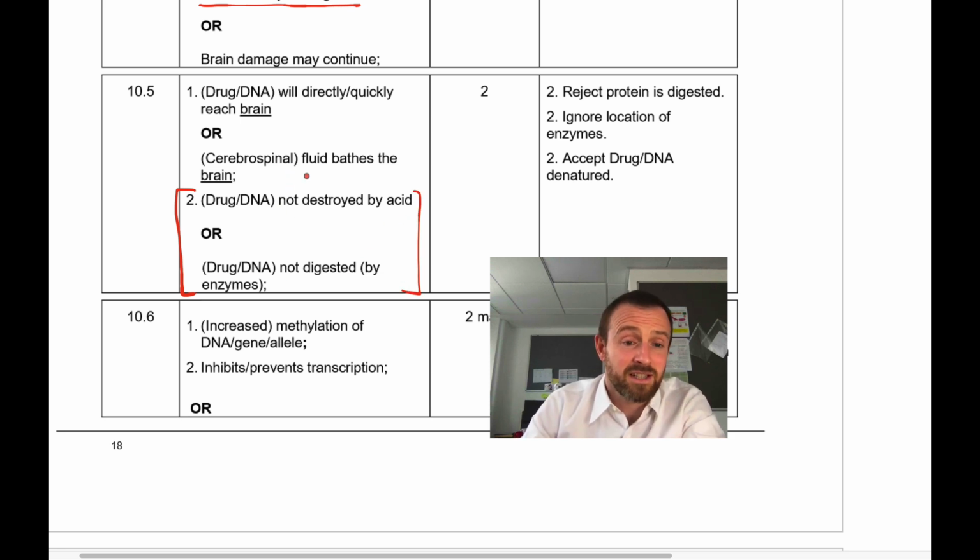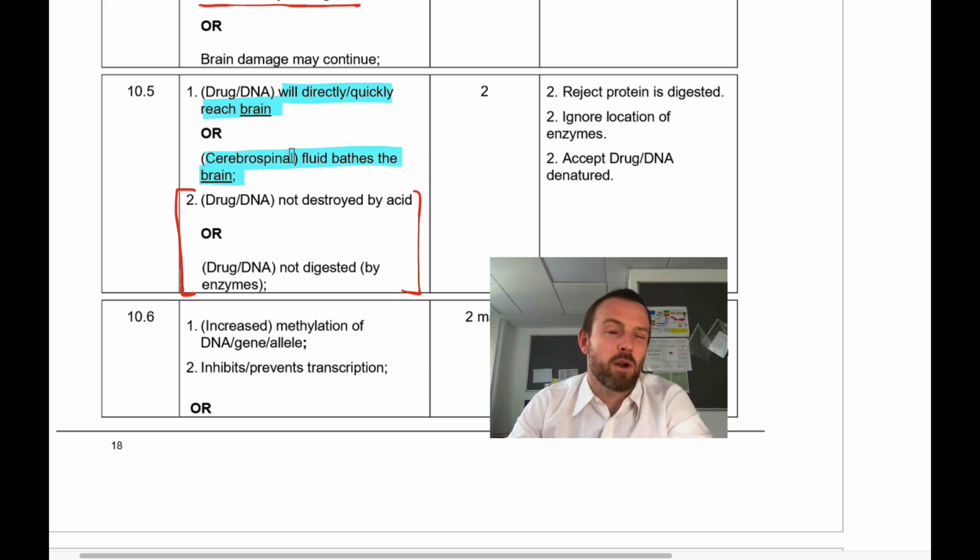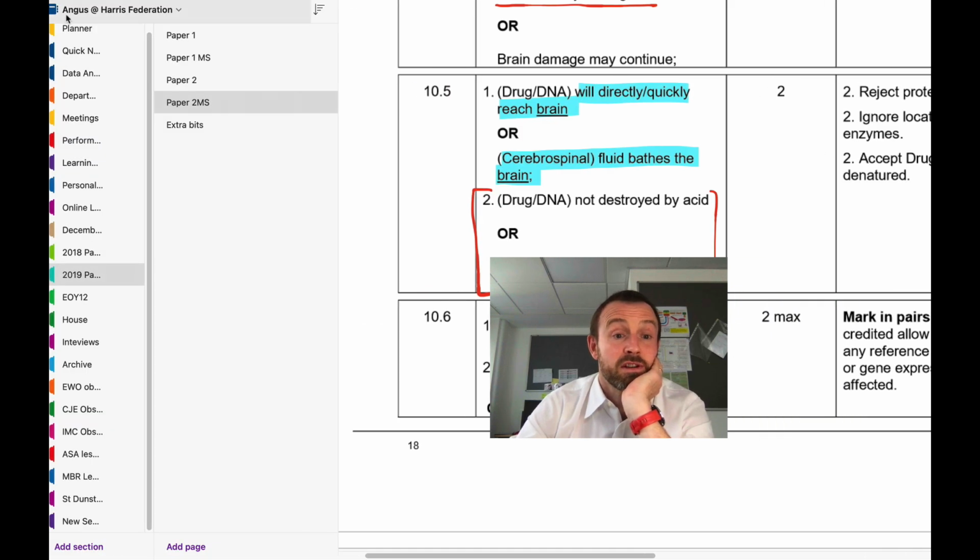Actually, they kind of did want you to know something about the blood-brain barrier. So it's injected, which means it will directly reach the brain, and the cerebral spinal fluid bathes the brain. You don't need to know about the blood-brain barrier specifically, but this is a direct way of getting the drug to its point of action. But just for your own interest, the blood-brain barrier is a tricky thing that doctors and pharmacologists need to get around if trying to treat the brain.